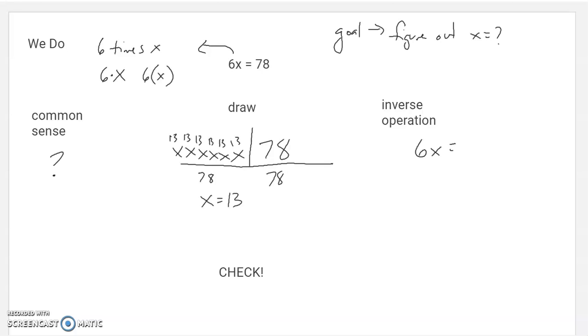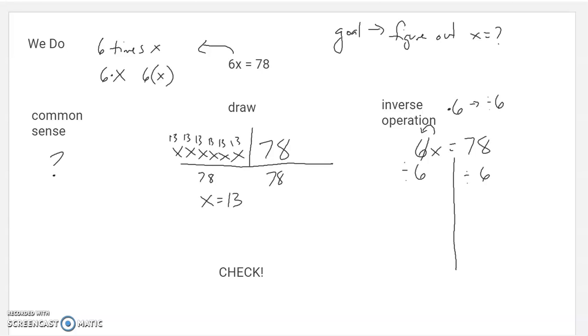So 6 times x equals 78. Cut down the middle. What I do in the inverse operation strategy is look at my variable and look at what's happening to it. It is being multiplied by 6. So I will in turn divide by 6 because that's the inverse operation. Now, if I do it on this side, I also have to do it on this side. That's something to really get used to in algebra and dealing with variables.